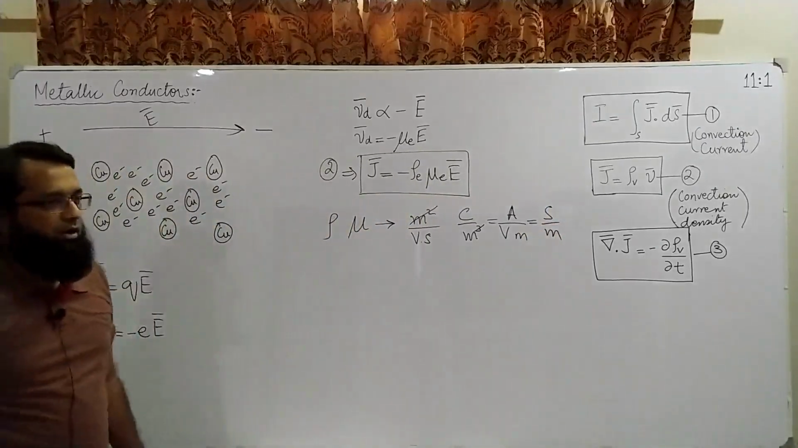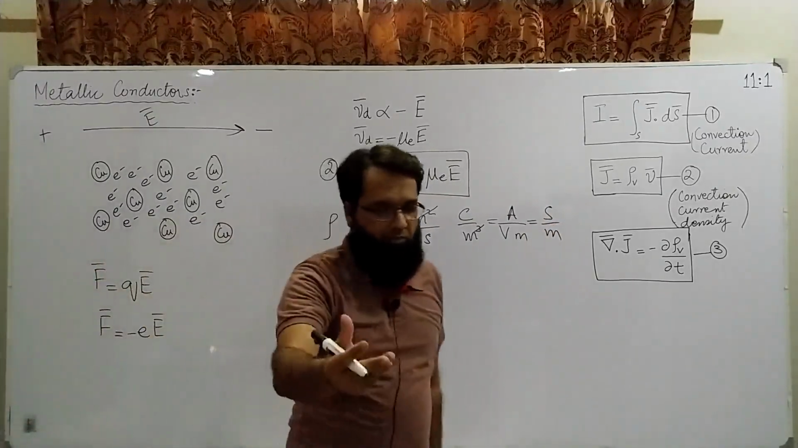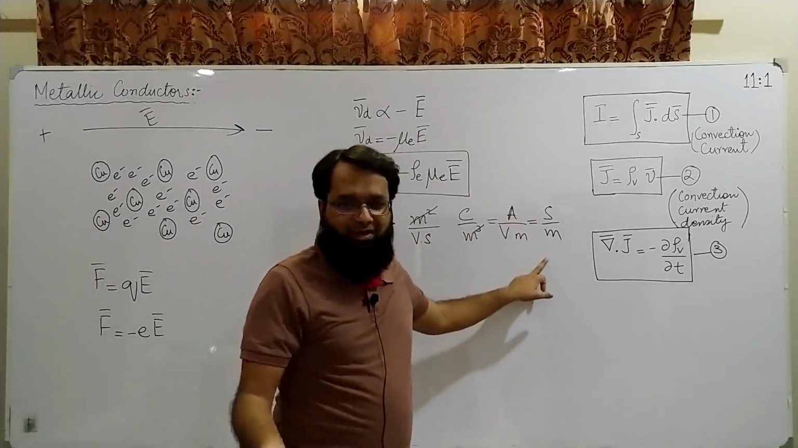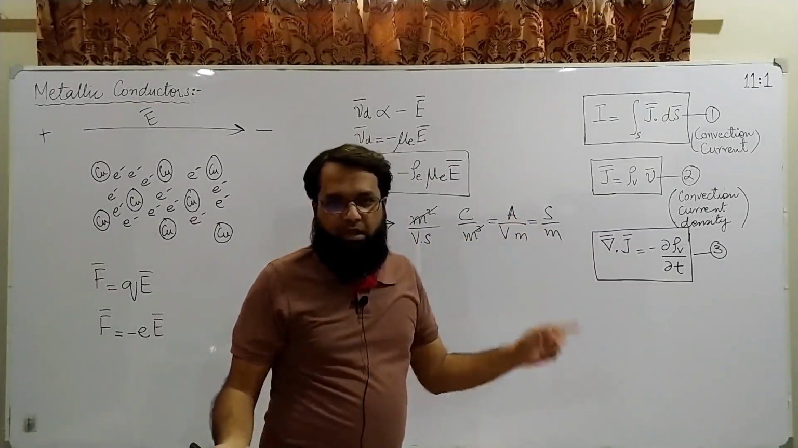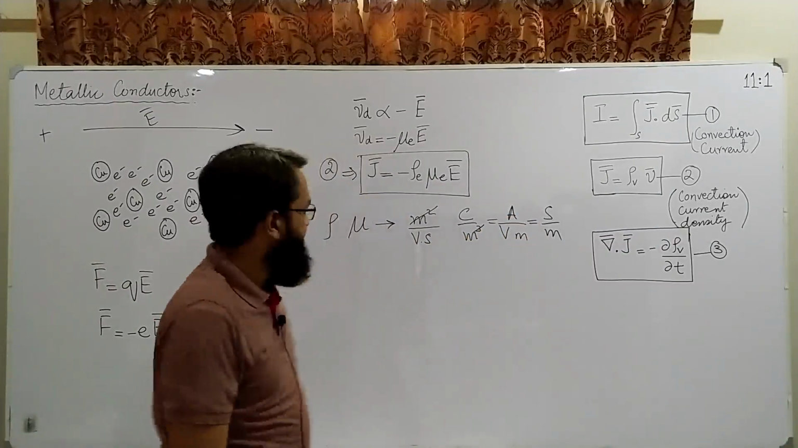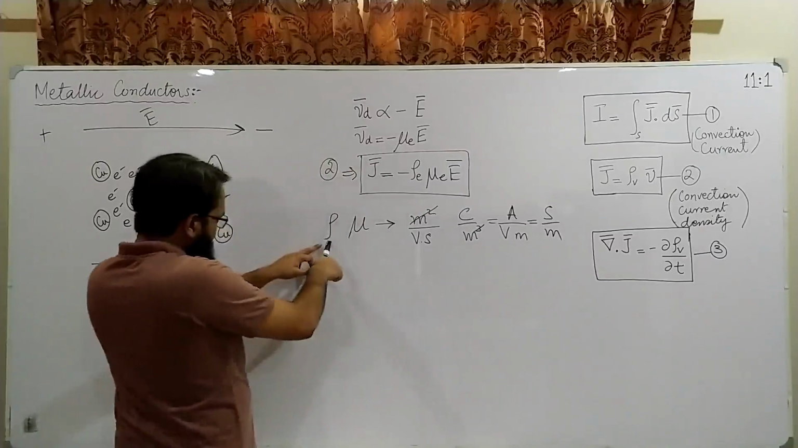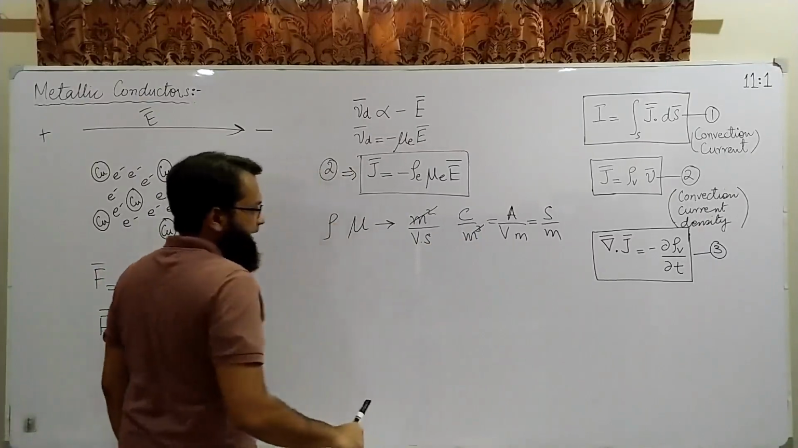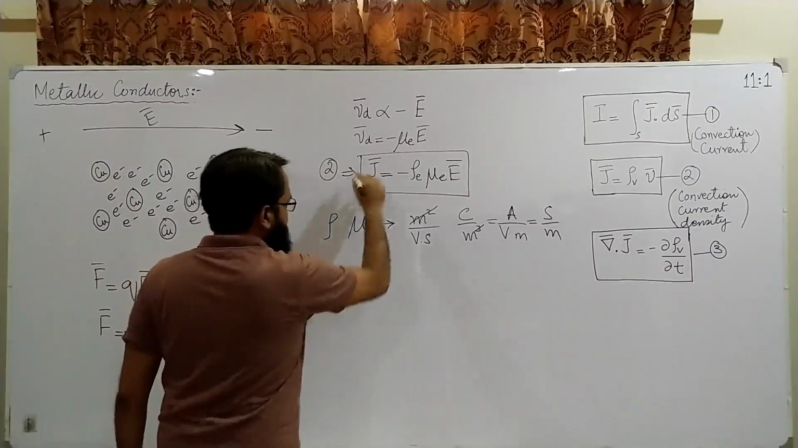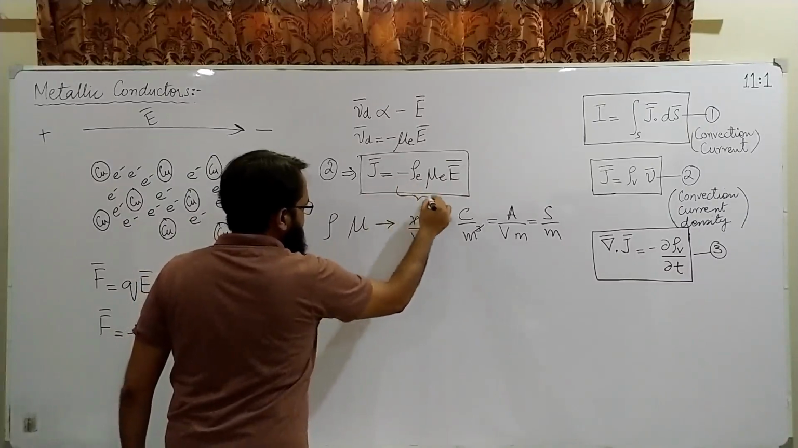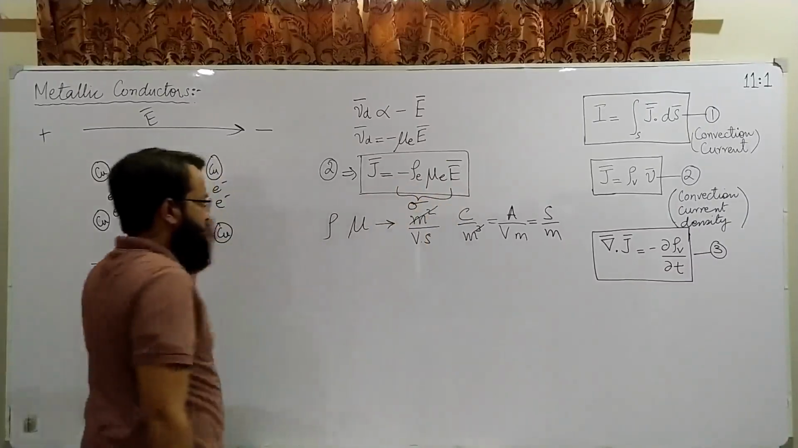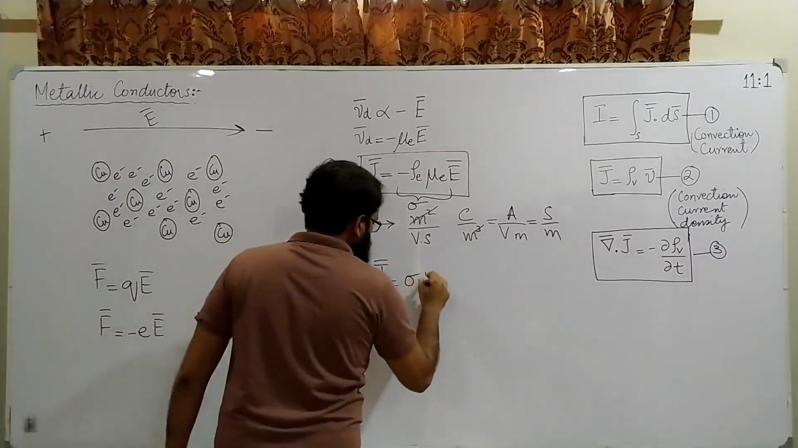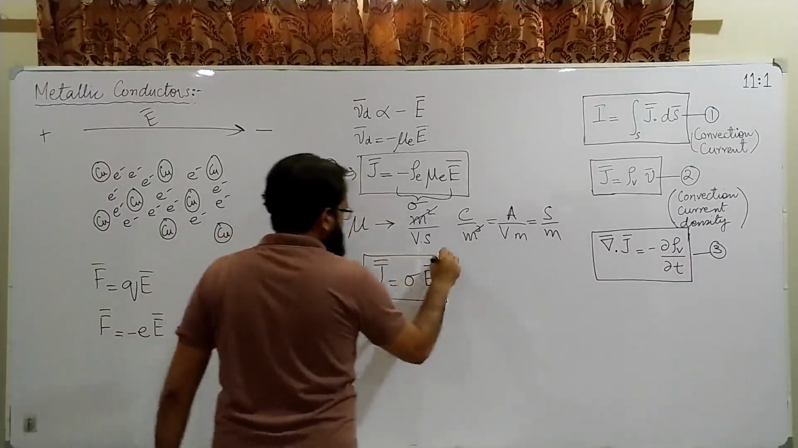So what is this? Siemens is a unit of conductance, as we all know from circuit theory. Siemens per meter is for conductivity. Ohms is for resistance, ohm meter is for resistivity. So it means that the product of charge density and mobility of the charge gives us conductivity. This expression here is conductivity, represented by sigma. So we can say that J is equal to sigma times E, a very important relationship.